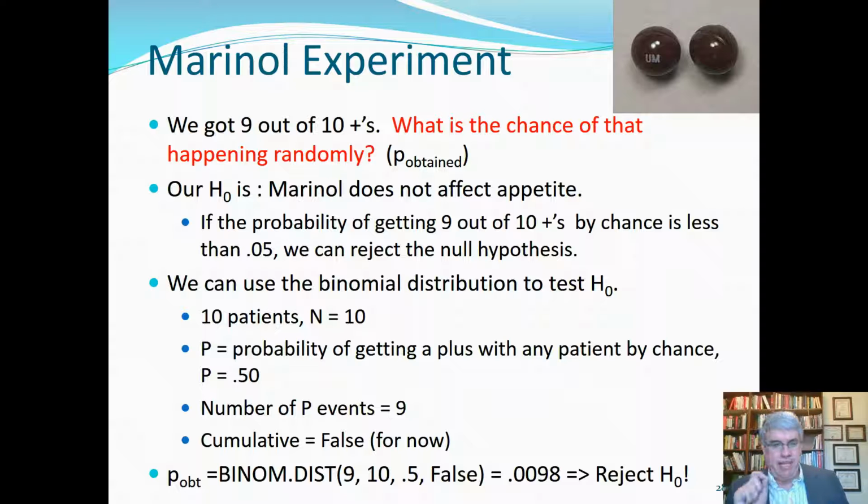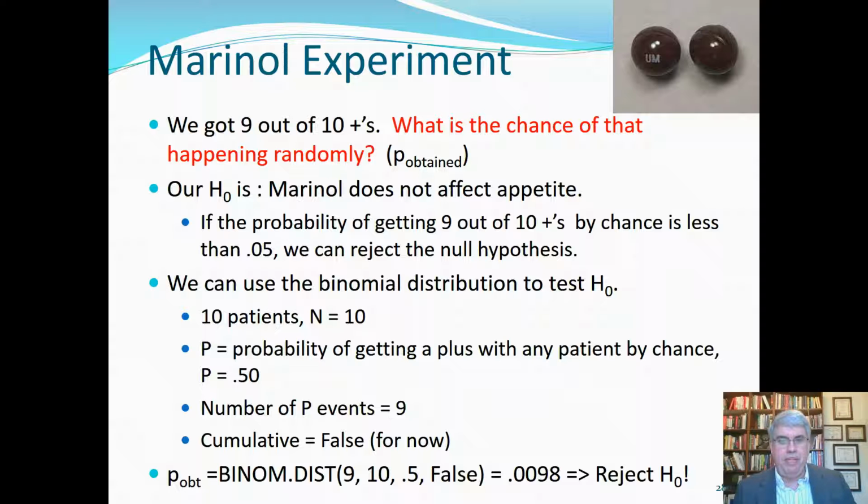So we have 10 patients, so that's 10 trials. P is the probability of getting a plus with any one patient by chance. That's 0.50. It's like a coin flip. People are going to either eat more or less for the next meal, and if it's happening randomly, it's a 50-50 chance. Now, the number of P events that we're interested in is 9. We got 9 P events.